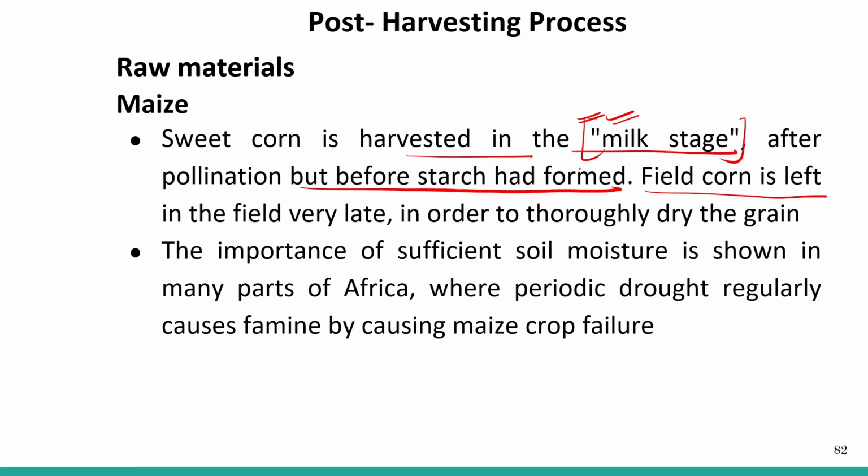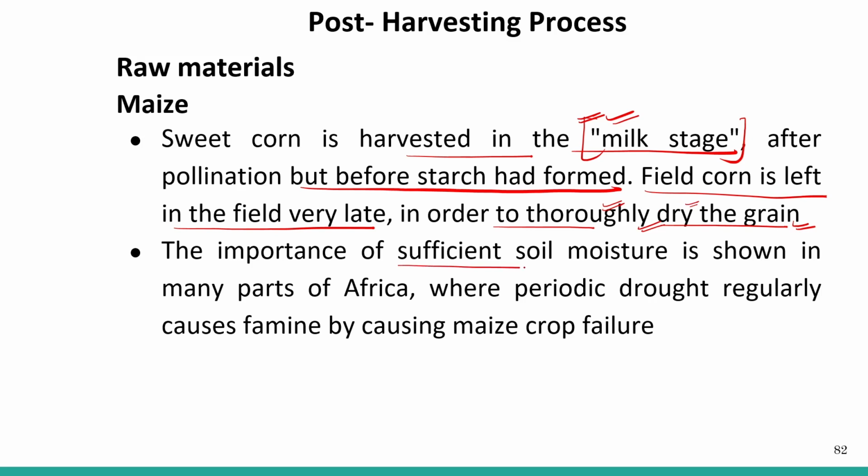The field corn is left in the field very late in order to thoroughly dry the grain. We can harvest this late. Why do we do so? Because the seeds are left there to dry, and the grain becomes hard.